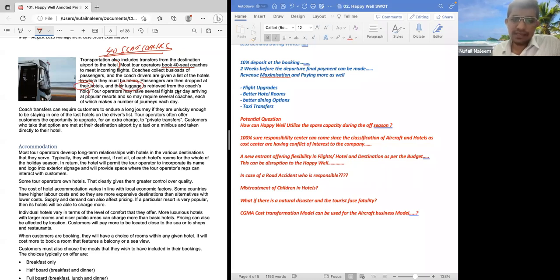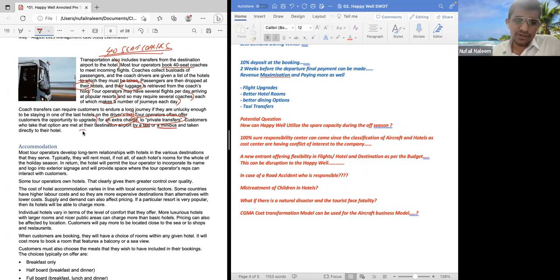Tour operators may have several flights per day arriving at popular resorts, so may require several coaches, each of them making a number of journeys each day. Coach transfers can require customers to endure a long journey if they are unlucky enough to be staying in one of the last hotels on the driver's list. Tour operators often offer customers the opportunity to upgrade for an extra charge to private transfers, where they are met with an airport taxi or a minibus.